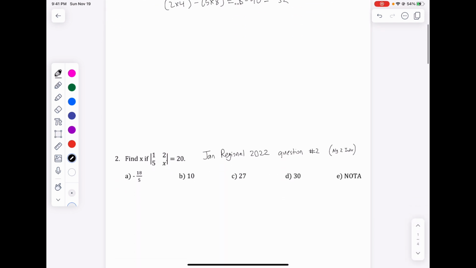This is a slightly more complicated question, but you can just use the same equation. A times D minus B times C equals 20. In this case, you can just solve for x, you add 10 to both sides, so then x equals 30. So the answer would be D. And once again, you see it's a determinant because it has a straight line.